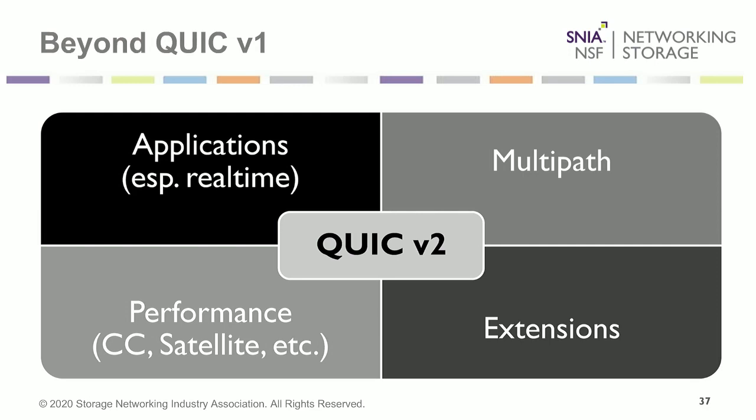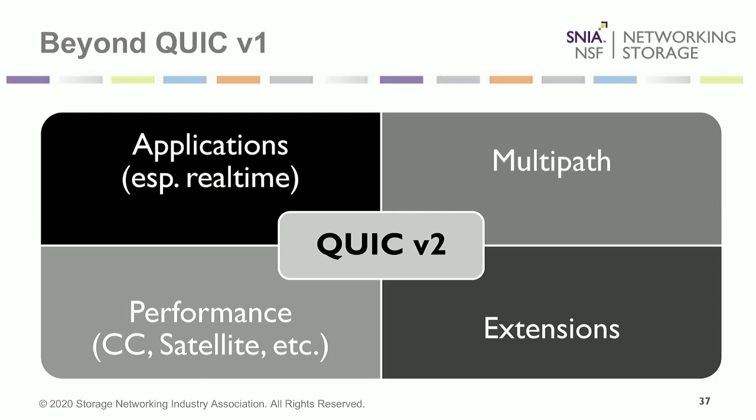Performance improvements, both for internet congestion control, that's what the CC stands for, but also, as I mentioned before, for satellite paths or other more challenged networks, where at the moment TCP relies on help from the network that won't be available as QUIC anymore. So that's another whole area of work.